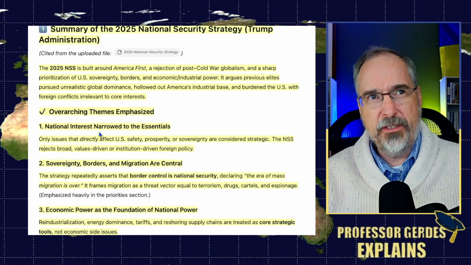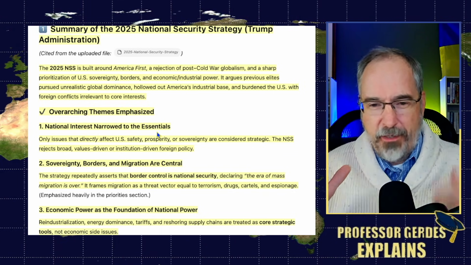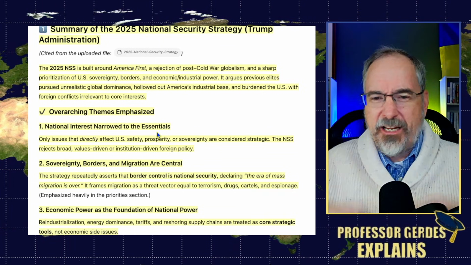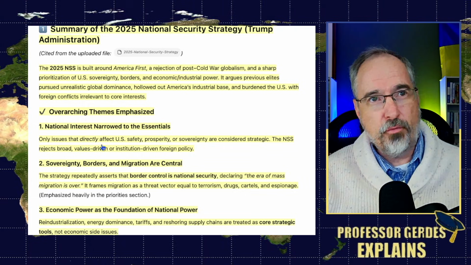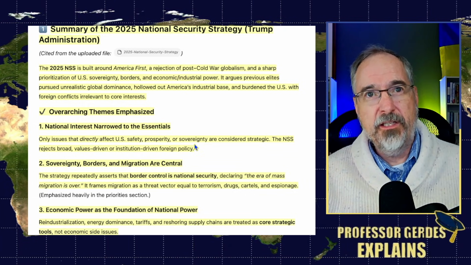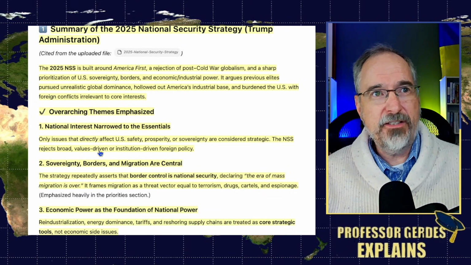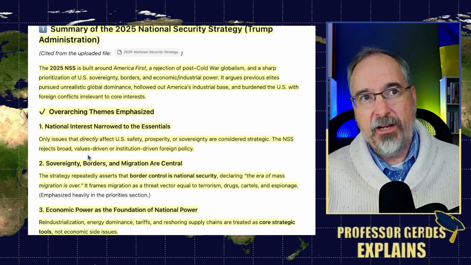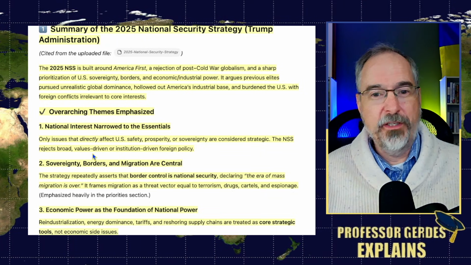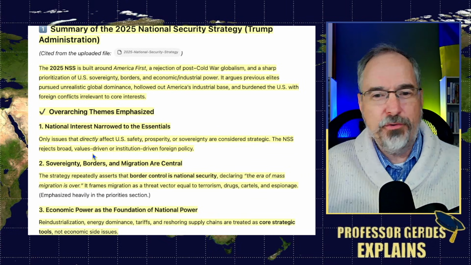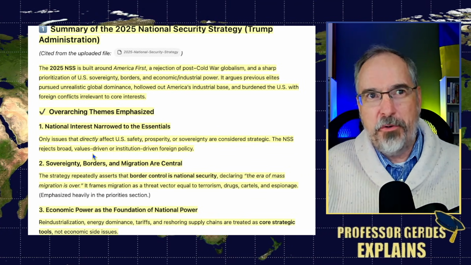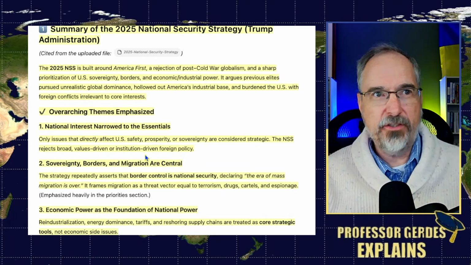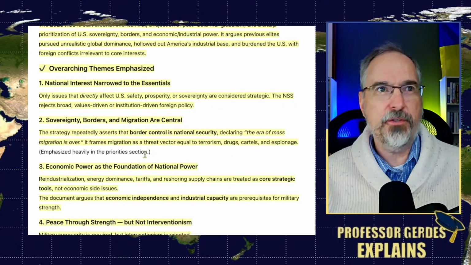Overarching themes are national interest narrowed to the essentials, and they made a big thing about it in the beginning. You have to have just small priorities. Now we can't do everything. Okay, the only issues that directly affect U.S. safety, prosperity, sovereignty are considered strategic. The NSS rejects broad values-driven or institution-driven foreign policy. Values-driven means we're going to be realist about power plays and who's a big country that has power and they can do what they want, as opposed to what's right or wrong. And institution driven, we're not going to be dealing with multilateral institutions so much as just what's in our interest.